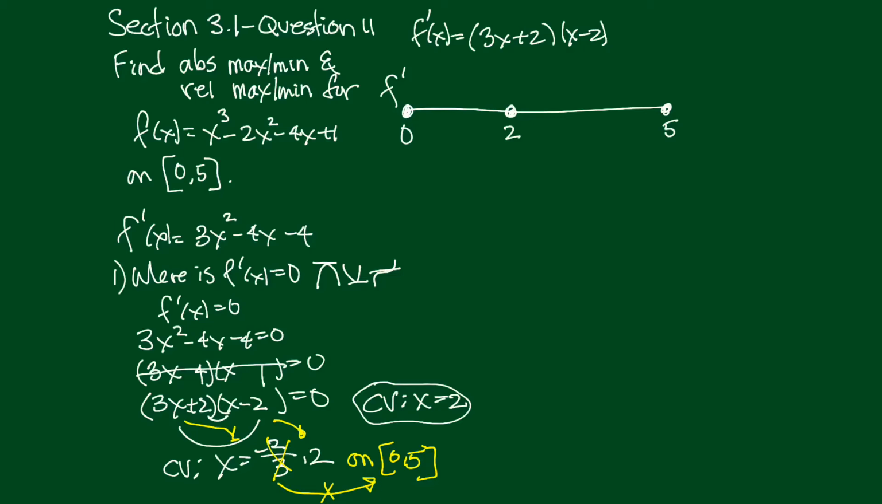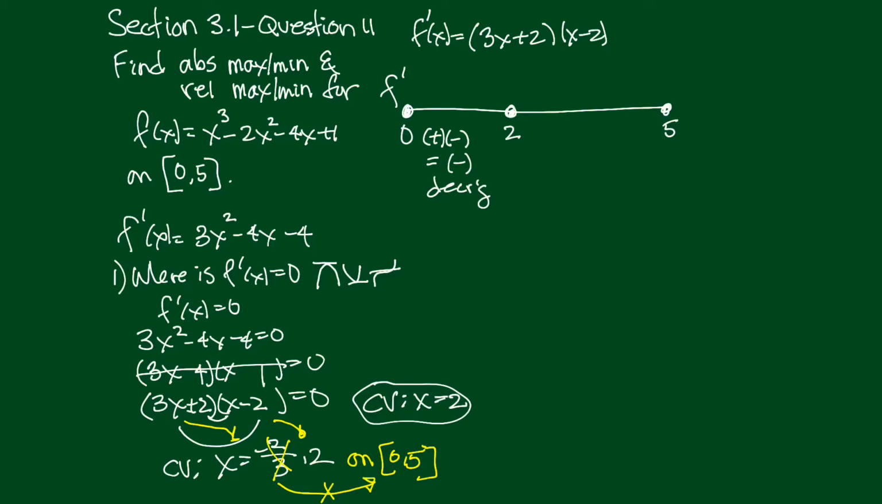So I'm going to pick a test point from this interval. How about 1? If I put a 1 in here, I'll get 3 times 1, which is 3, plus 2. That's positive. And then if I put that 1 in here, 1 minus 2 is negative 1. That's negative. Positive times negative is negative. So the function is decreasing in this interval.